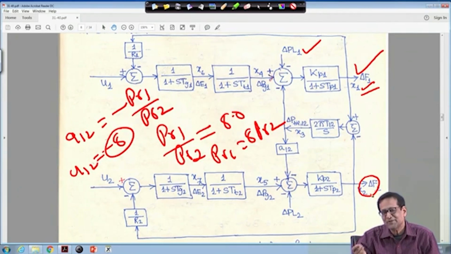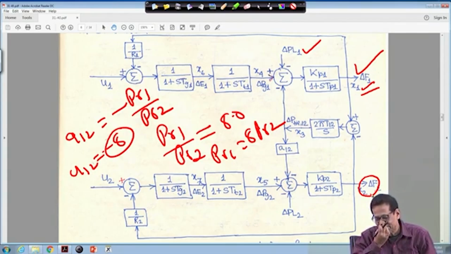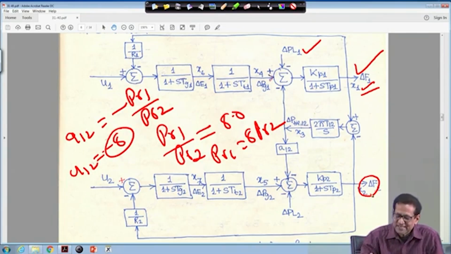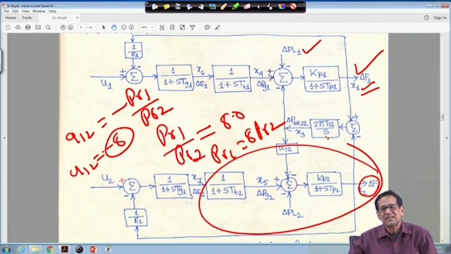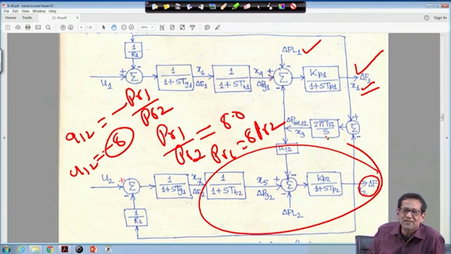I mean delta F2 is a very negligible deviation, and as we go on increasing, area 2 will basically act like an infinite bus, because the frequency deviation is zero, the frequency is constant. So in that case this two area system can be called a single area connected to an infinite system, because the capacity of this area is very high.